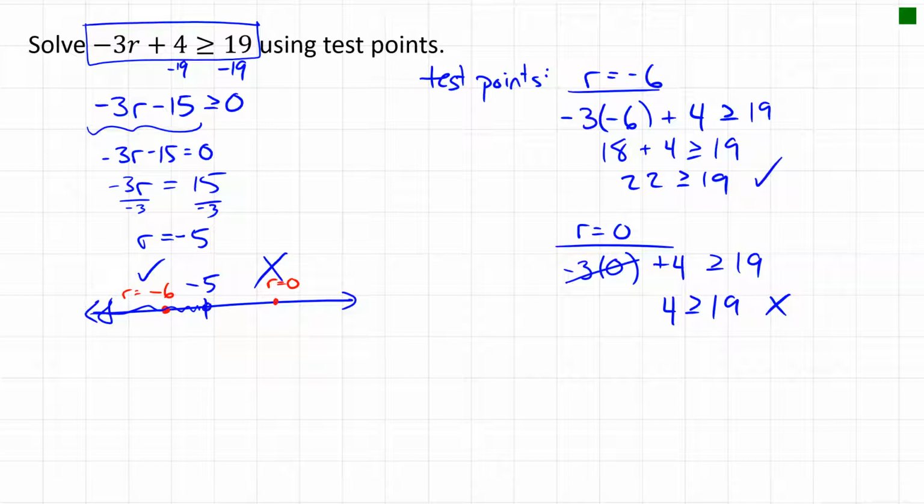So we just have values that are either negative 5, because the equal sign is here in the inequality, or to the left of negative 5. So our solution would be r is less than or equal to negative 5.